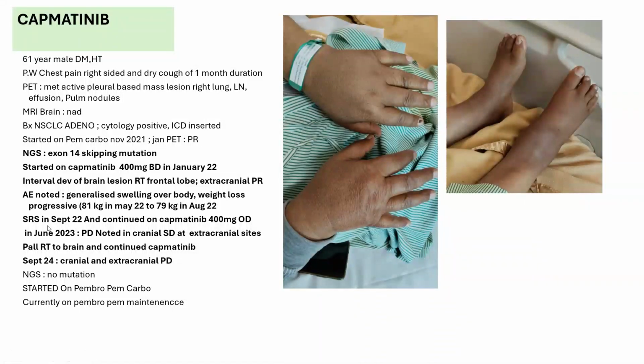Then by the next year, the patient had another PD, again on the cranial side. At the extracranial side, there was stable disease. So we again decided to keep the patient on capmatinib, and we gave whole brain RT. Finally, 1 year later, the patient developed both cranial as well as extracranial PD, and in NGS, there was no further mutation. So now we have started the patient on pembrolizumab, PEM, and carbo. Currently the patient is on pembro and PEM maintenance.